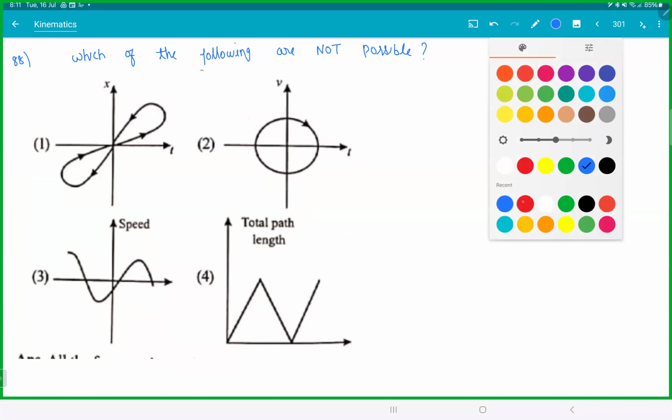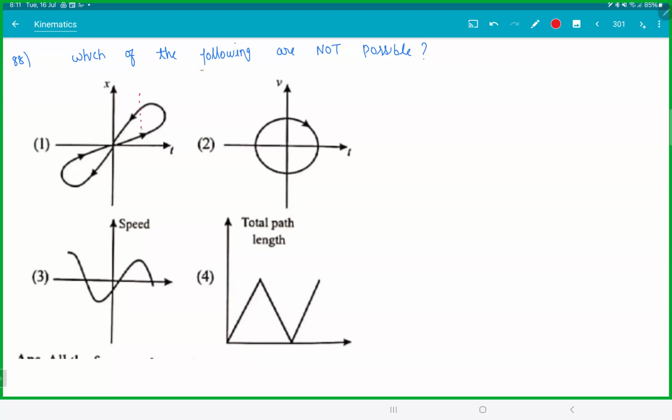Look at the first one. At the same time, you're at two positions. See, at the same position, you can have two velocities. Once while going up, once while coming down. At the same position, you can have two velocities. At the same time, you can't have two positions.